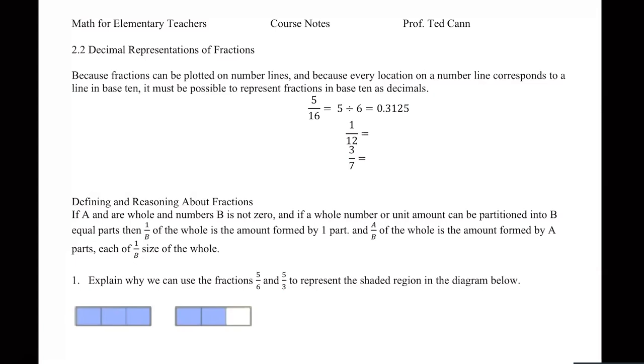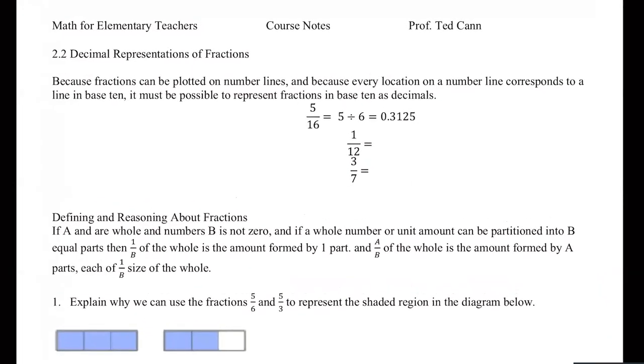Well, it involves division. A little blurb here: fractions can be plotted on number lines, and because every location on a number line corresponds to a number in base 10, it must be possible to represent fractions as base 10 decimals. I'll get into the theory behind it a little more in a few minutes, but I'm going to steal my own thunder just a tad here. So we've got two number lines.